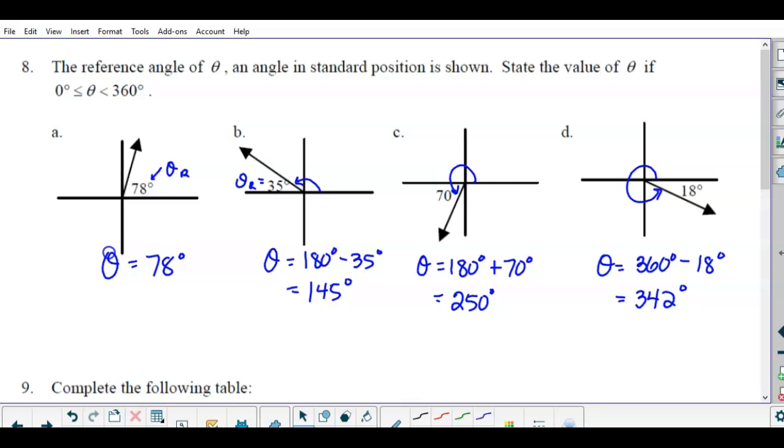So again, it depends what quadrant you're in. First quadrant, exactly the same angle. Second quadrant, to get the actual angle, it's 180 minus the reference. Third quadrant is 180 plus the reference. Fourth quadrant is 360 minus the reference. So that's what the table is all about.